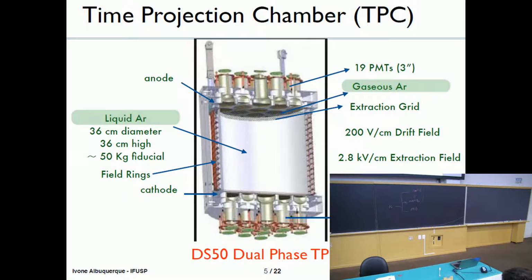So this is a picture of the TPC. Here we have liquid argon, this is the gas pocket, and we have 19 PMTs on the bottom and 19 on top. We have a field here that's a 200 volts per centimeter drift field, so the electrons will go up, and we have an extraction field that's much higher.